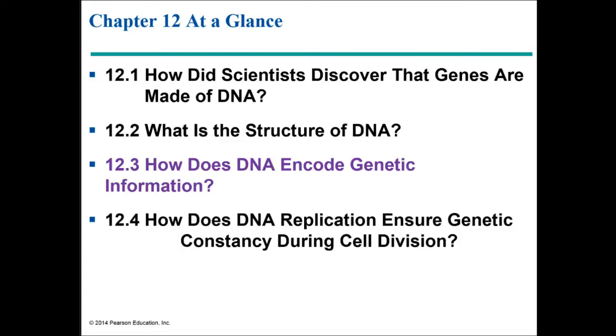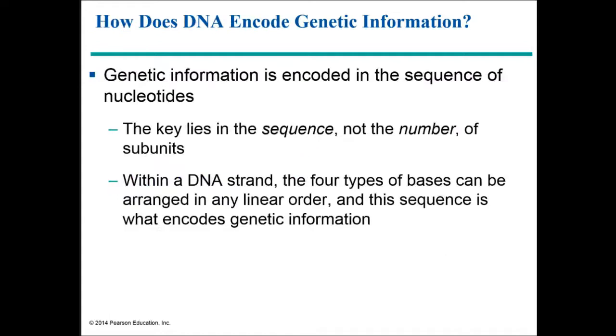Now that we've talked a little bit about the structure of DNA, let's take a look at how exactly DNA encodes genetic information. Genetic information is encoded in the sequence of nucleotides. The key lies in the sequence, not the number of subunits. Within a DNA strand, the 4 types of bases can be arranged in any linear order, and this sequence is what encodes genetic information.